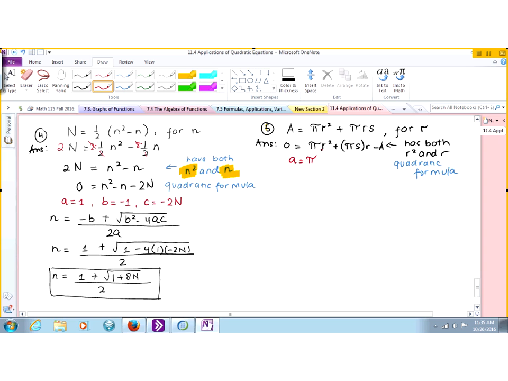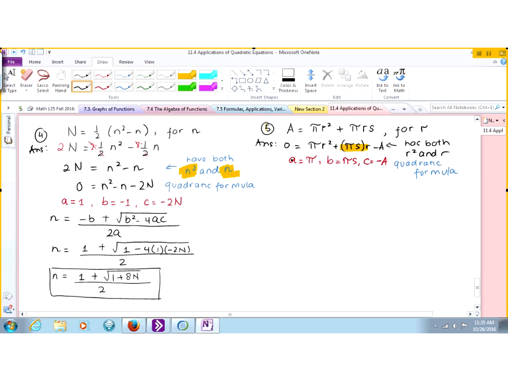Pi. a is the coefficient of r squared. What is b? b is the coefficient of r, which is pi s. And what is c? Negative A. So do you know why I switched this then? Yes, because pi s is the coefficient of r. Okay.